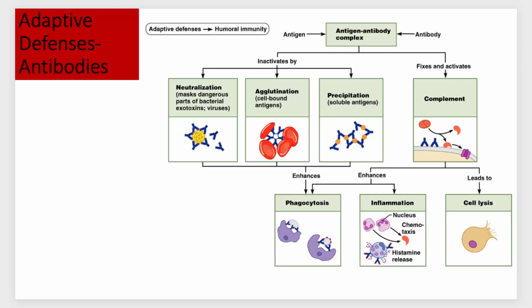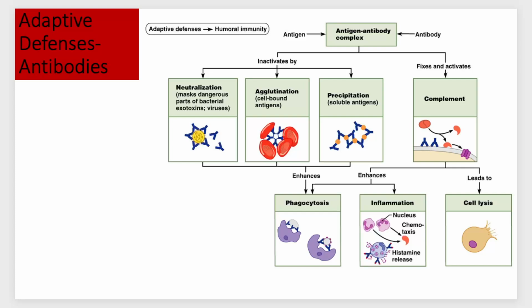So when the antigen comes into contact with the antibody, we form the antigen-antibody complex. And that can inactivate the antigen through several means. So it can neutralize it. So it covers it. It masks the parts of that organism that could harm us. We call that neutralization. It could do agglutination. So it binds to them and sticks them all together, which can make it easier for a phagocyte to come in and eat a clump of these bacterial cells.